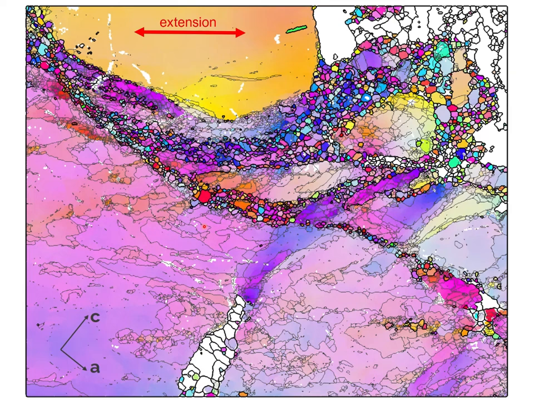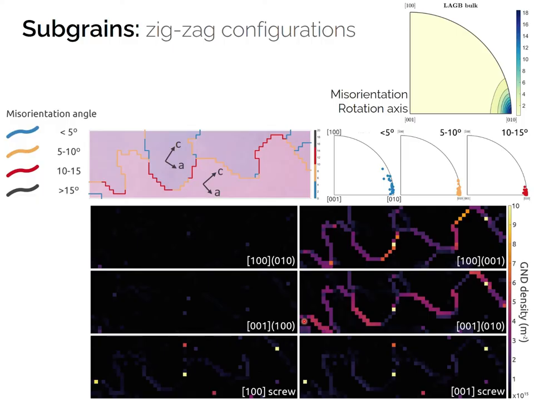Now I want you to focus on a particular type of subgrains, the most typical ones in this grain, which are those that form closed loops and zigzag configurations parallel to the extension. If we zoom in on the zigzag subgrains, we observe the following features. First, they show a misorientation rotation axis that lies parallel to the olivine B-axis for any misorientation angle. And second, they consist almost exclusively of two edge dislocation systems, the (100)[001] and the (001)[100], plus a small proportion of screw dislocation, with no traces of the other two edge types.